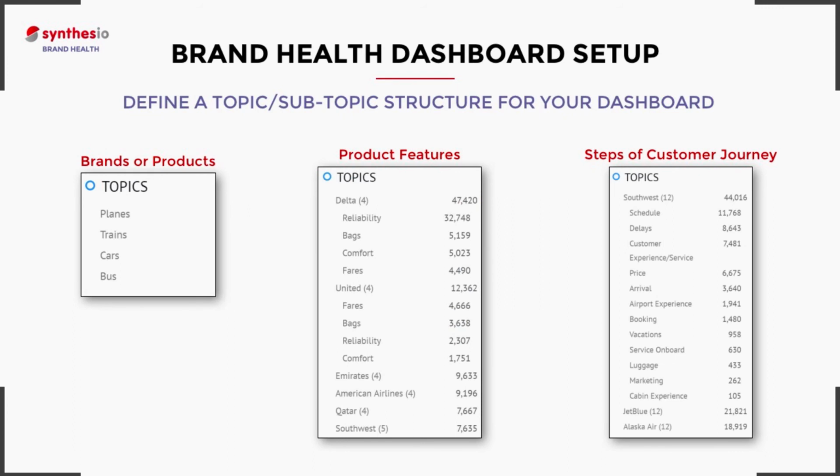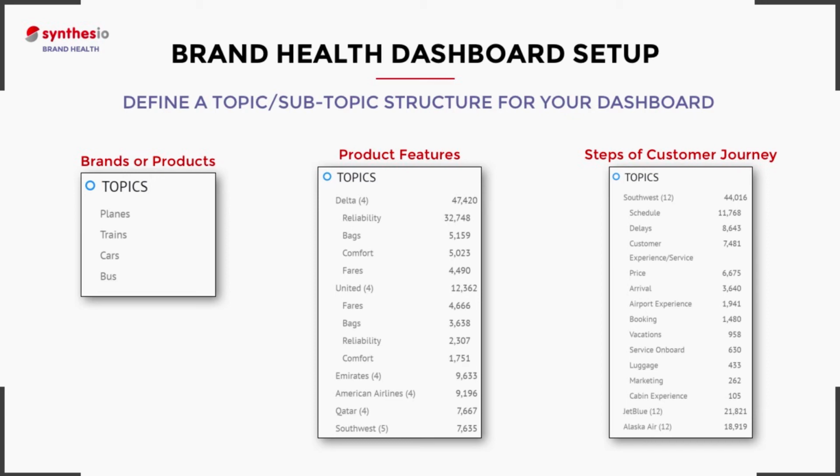For brand health, you can organize topics by brands or products, by steps of the customer journey, or by product features. The typical brand health dashboard uses two topic levels, so KPIs can roll up to brands and be viewed across a competitive set. In some cases where brands own several sub-brands, for example CPG, the two topic view is structured to view the entire enterprise.